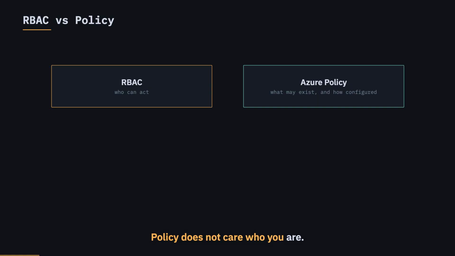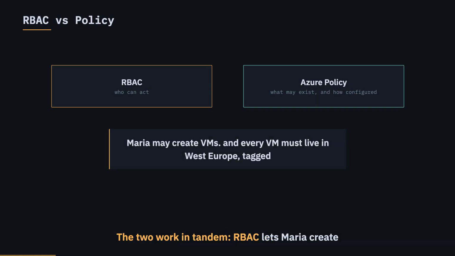Policy does not care who you are. It inspects the resource itself, what type it is, where it is, how it is configured, and passes judgment against rules you set. The two work in tandem. RBAC lets Maria create virtual machines in the resource group, and Policy quietly adds, as long as they are in West Europe and carry a cost center tag. The two systems are complementary, and the exam tests the boundary directly.